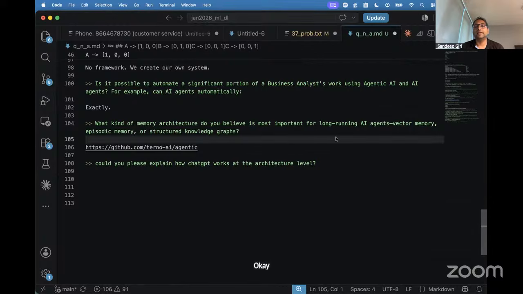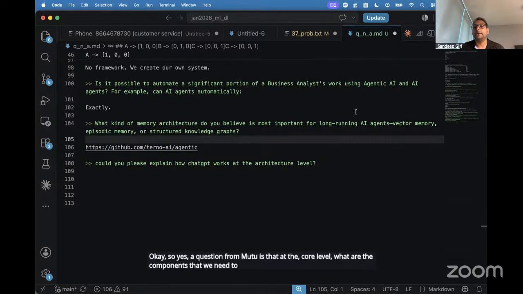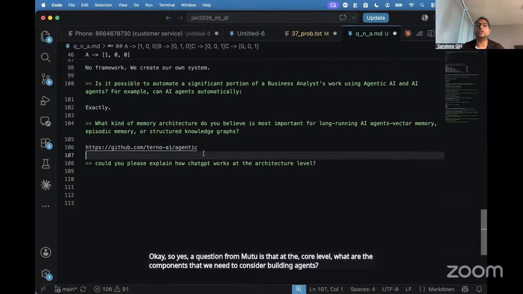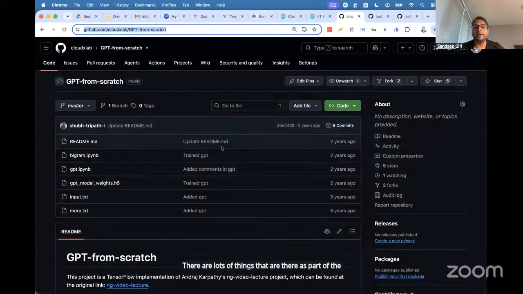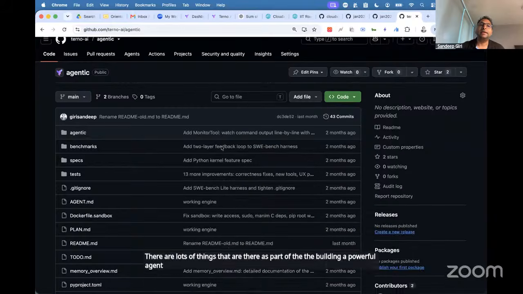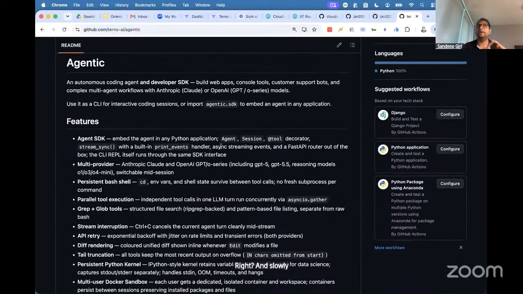Okay, so a question from Muthu is, at the core level, what are the components that we need to consider in building agents? Yes, there are lots of things that are part of building a powerful agent. Slowly it starts with, number one, asking clarifying questions. So we give three tools to it in the beginning: respond, ask clarifying question, and then read file, list directory. And then we give it more and more tools.